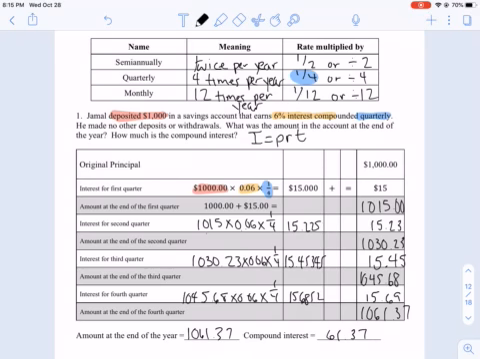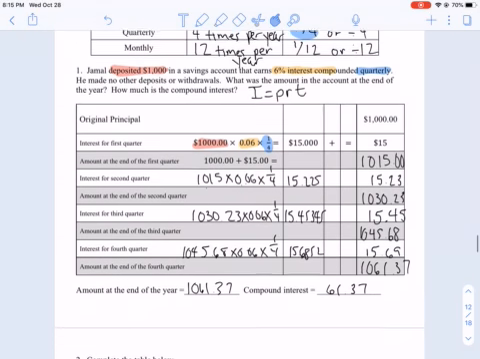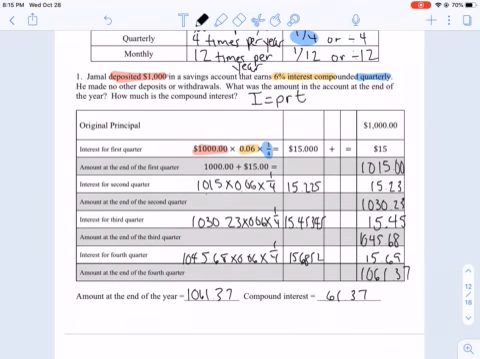So you can do this way, using simple interest and finding it each time, or we can use the compound interest formula, which is amount equals principal times 1 plus our rate divided by n, raised to the n t.